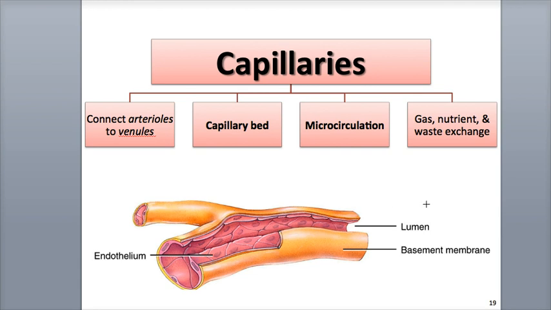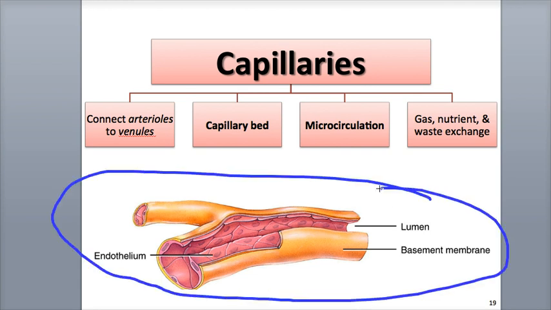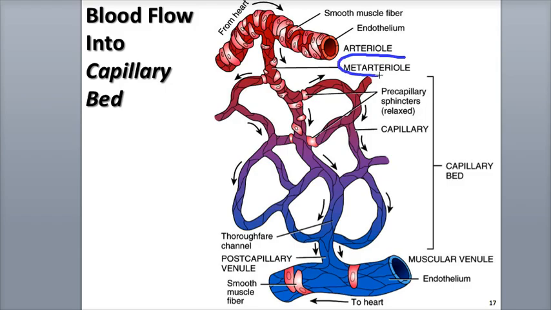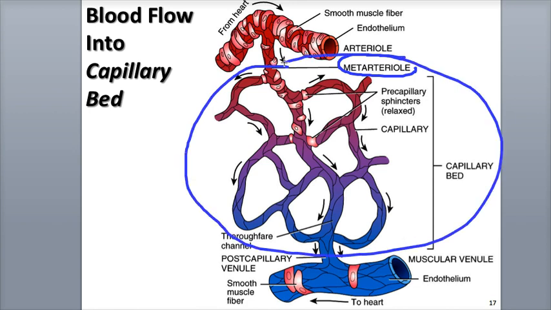The capillary wall is significantly reduced. They don't have either a tunica externa or a tunica media. They consist of just one layer of endothelial cells and a basement membrane, which helps them immensely in their exchange function. Plus, their high degree of branching and extensive surface area allows them to rapidly exchange substances between the blood and the surrounding interstitial fluid. A meta-arteriole gives rise to 10 to 100 capillaries that form the capillary bed.